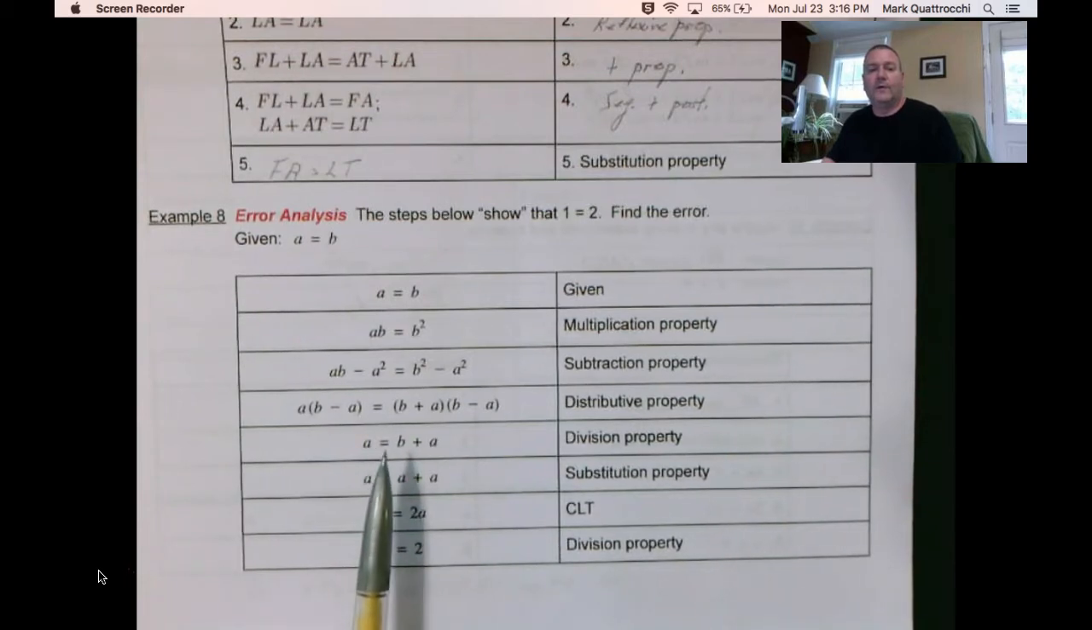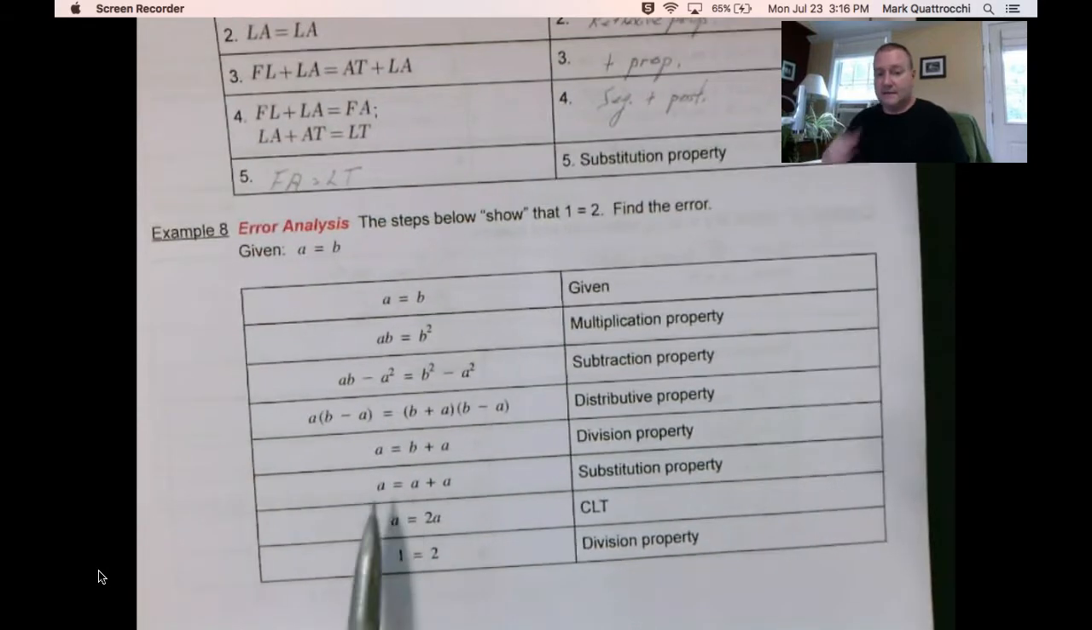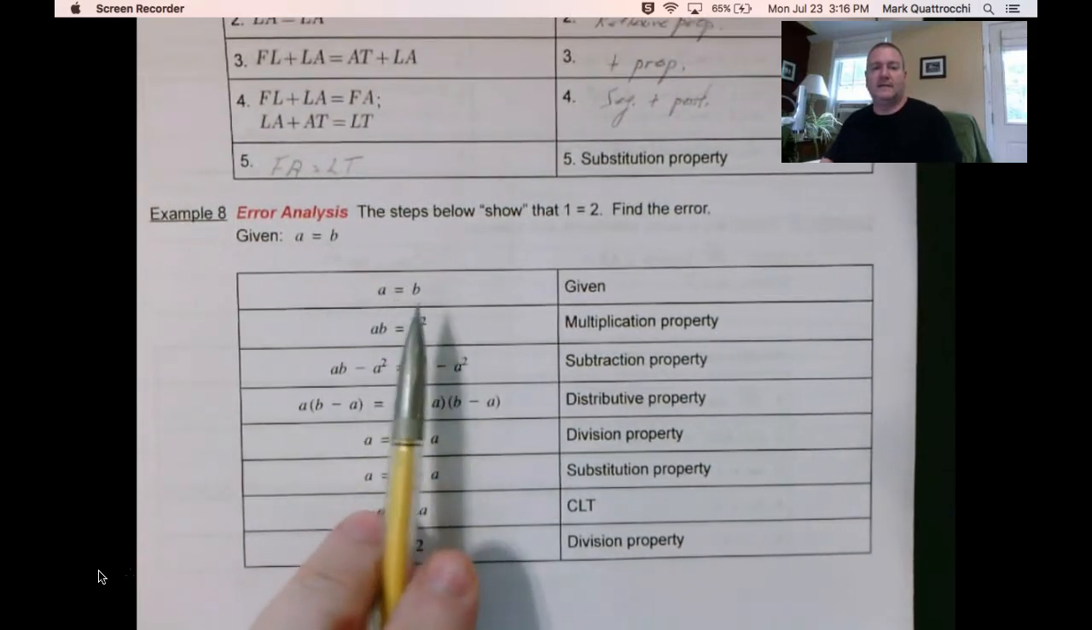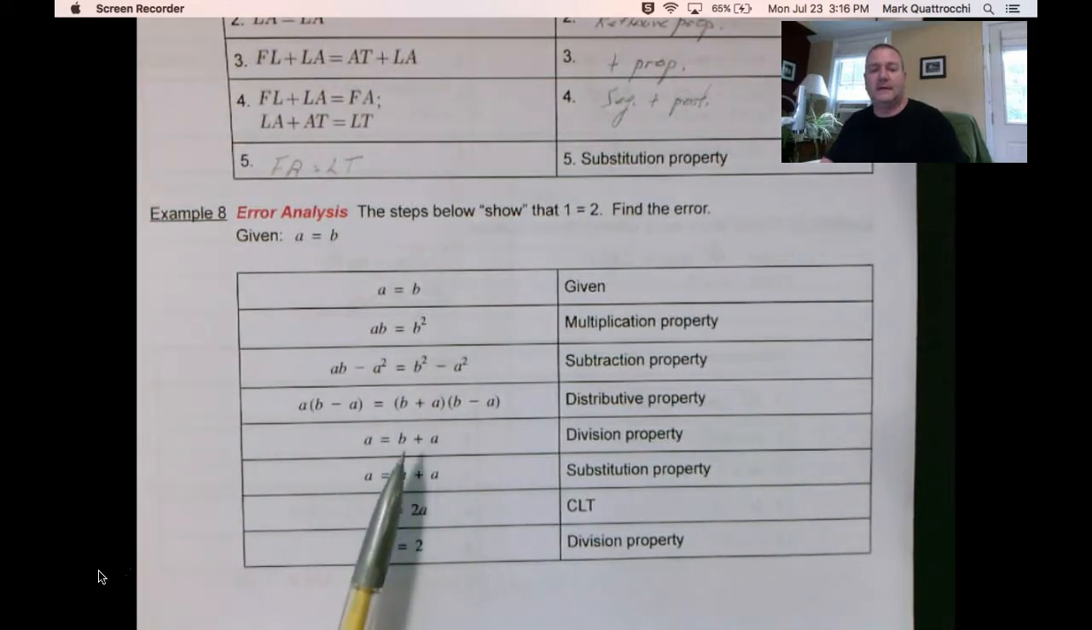So when we go from statement, oh, I've lost track of what number we're on. It's statement 5 to statement 6. It looks like I've replaced this B with an A. Can I do that? Sure. A is equal to B. That was given to us right in the very beginning of the problem. Instead of writing B, we can replace it with A. Technical term for replacing is substitution. Substitution property. So we now have A equals A plus A. Okay? Seems legit.